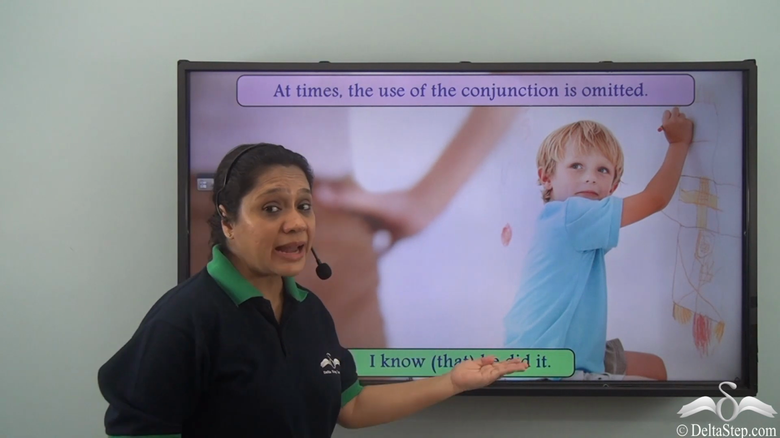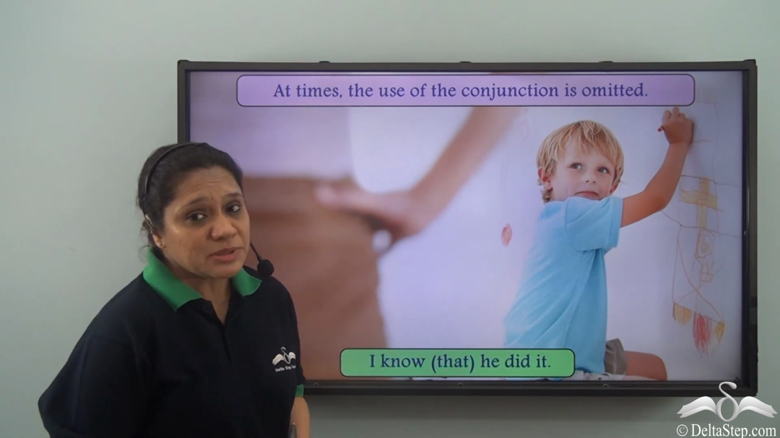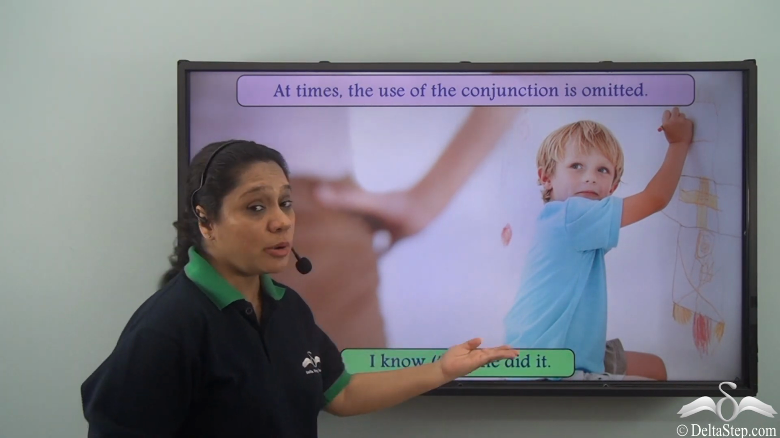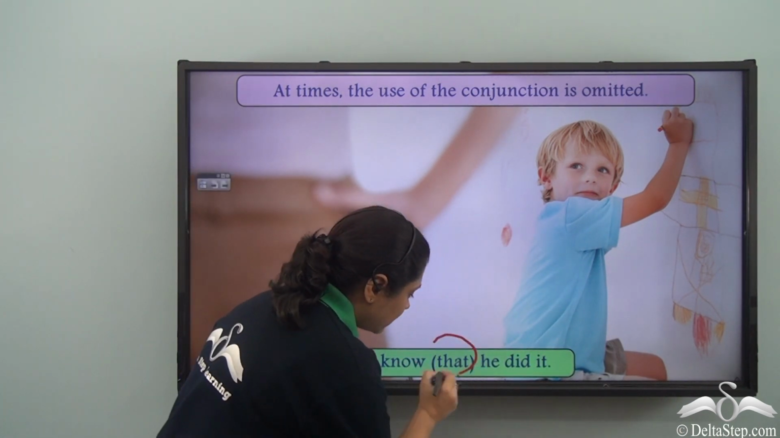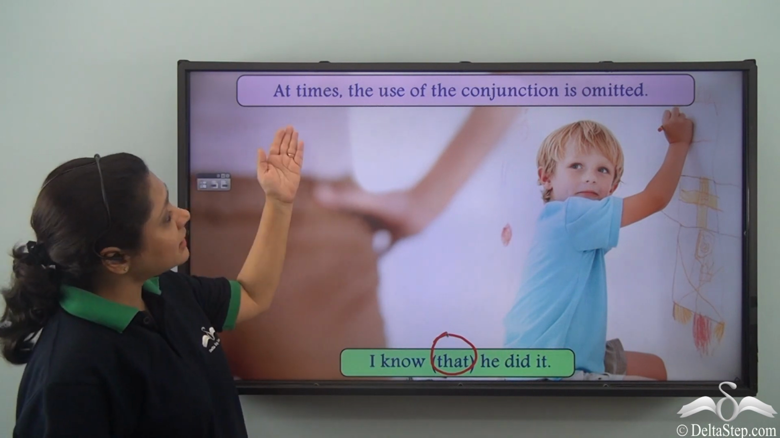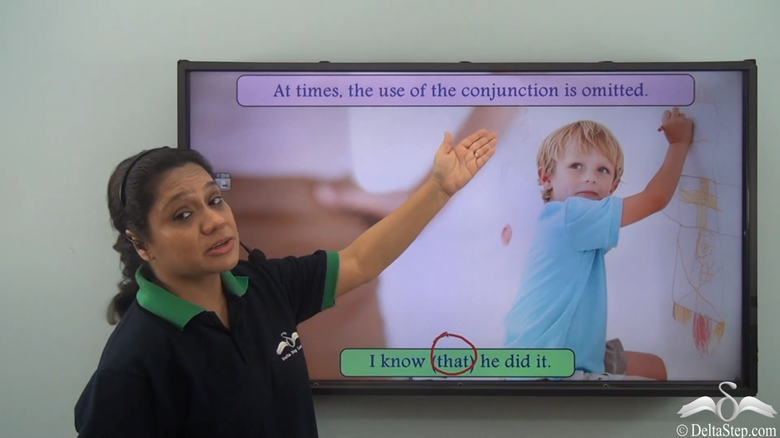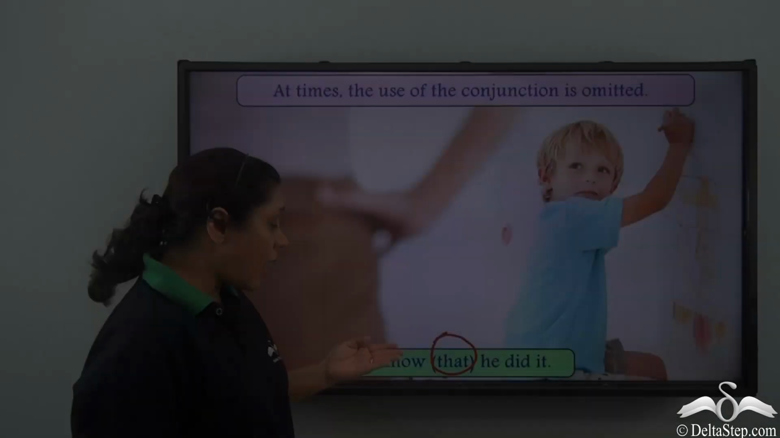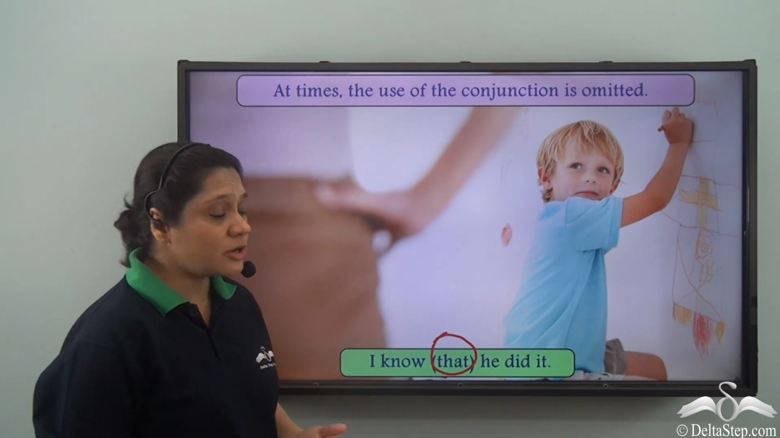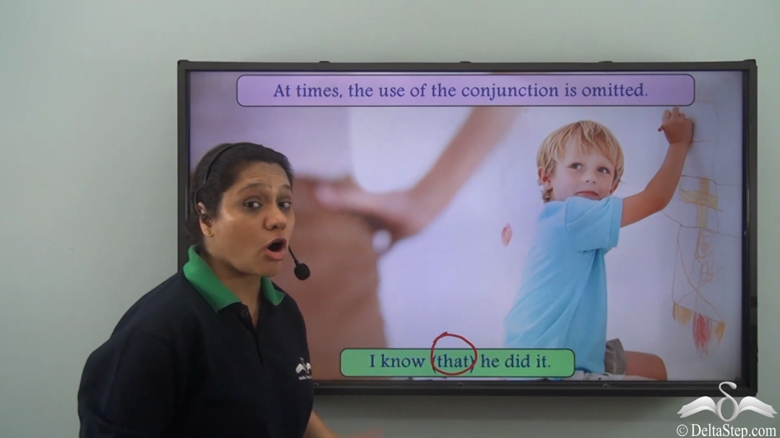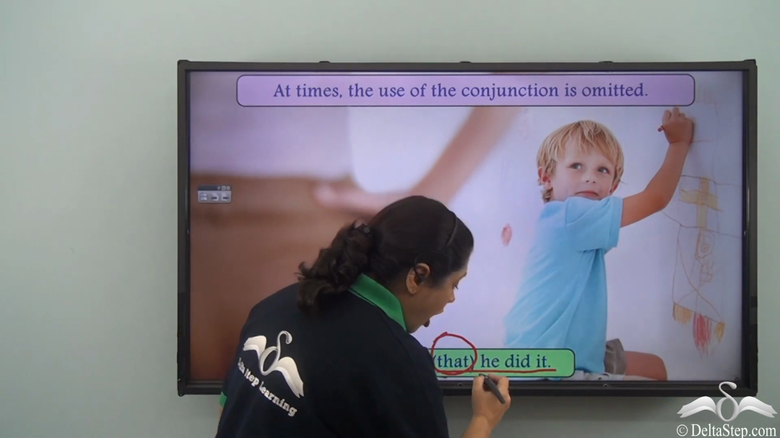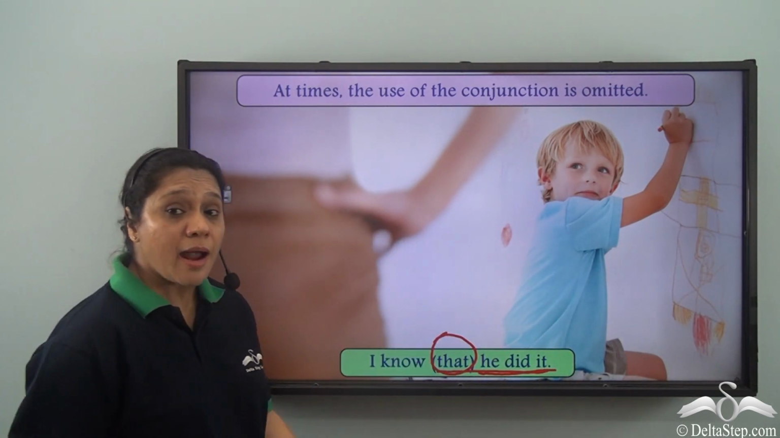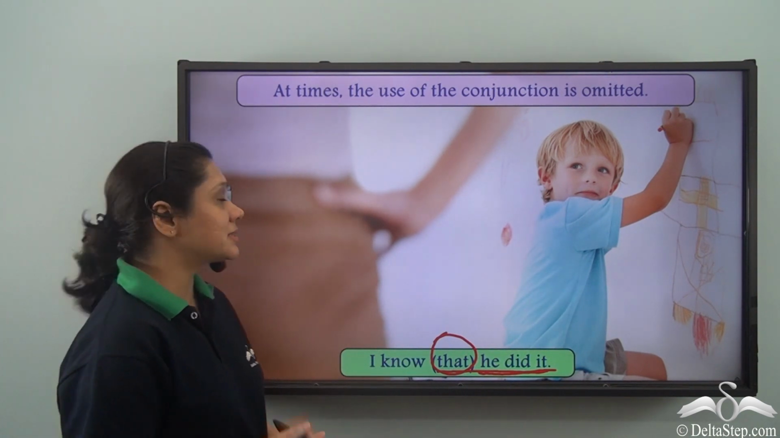I know that he did it. Sometimes we just say, I know he did it. We omit the conjunction that. So at times the use of the conjunction is omitted. So I know what? I know that he did it, or I know he did it. So that he did it or he did it, both are noun clauses in the sentence.